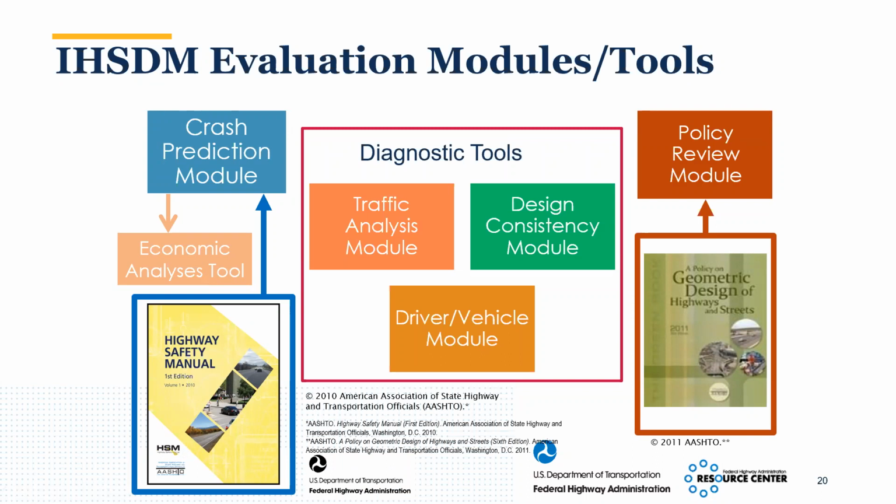IHSDM currently covers 5 different modules. Two modules are based on 2 important documents. On the left-hand side, the Highway Safety Manual, which the crash prediction module of the IHSDM is based on, and then the economic analysis tool can be used based on the results of the CPM. And based on the Green Book, we have the policy review module. Using these 2 modules, you can do evaluations. Also, we have some diagnostic tools: the traffic analysis module, design consistency module, and driver vehicle module. So these 5 modules can be used for different kinds of evaluations.